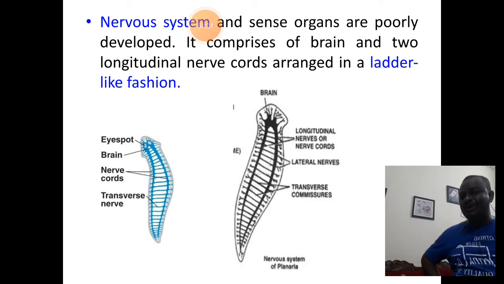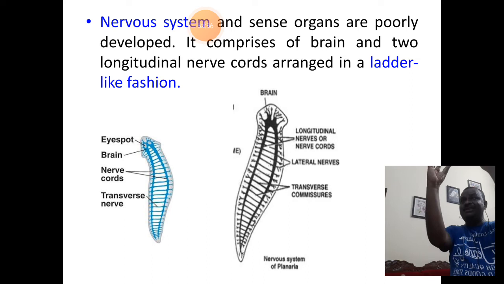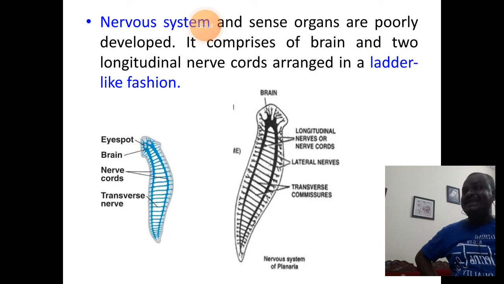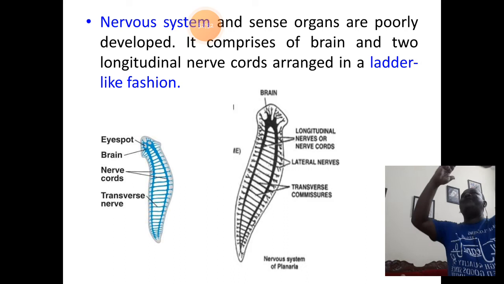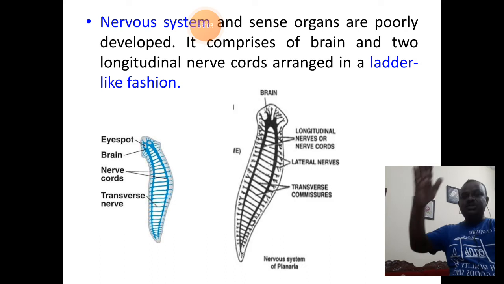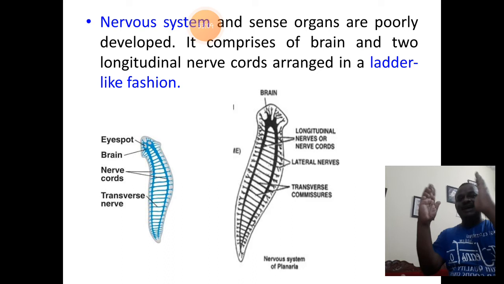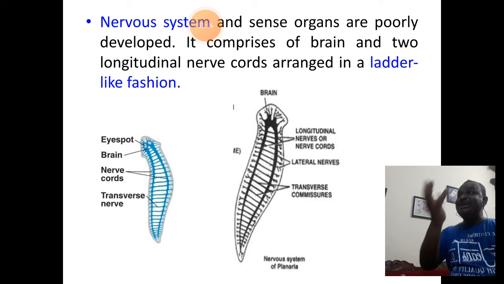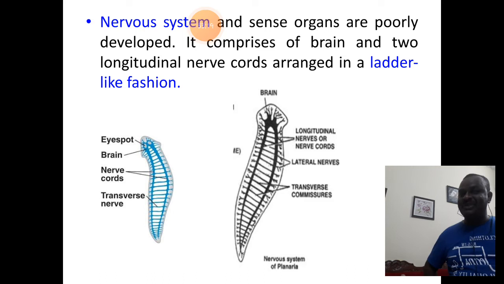From the two lobes of the brain, from each lobe there arises a long longitudinal nerve made up of many neurons. They are called longitudinal nerve cords. What do you call them? Longitudinal nerve cords. The brain at its posterior side shows the presence of two elongated nerve cords, one right and the other left. These two nerve cords are joined transversely, horizontally, by another group of nerves, which we call transverse nerves. So we have the brain, the longitudinal nerve cords, and transverse nerves.